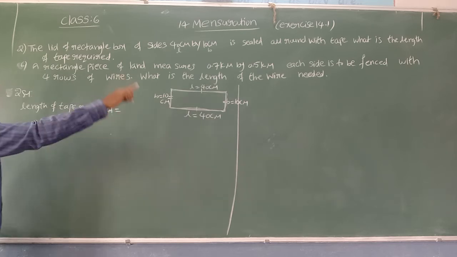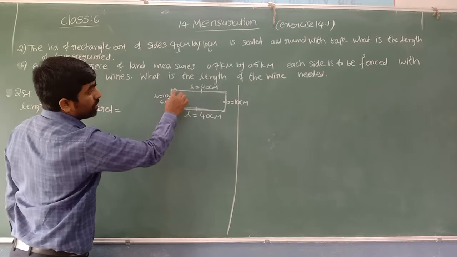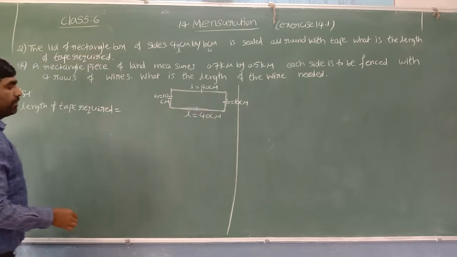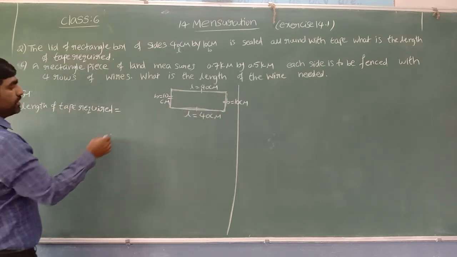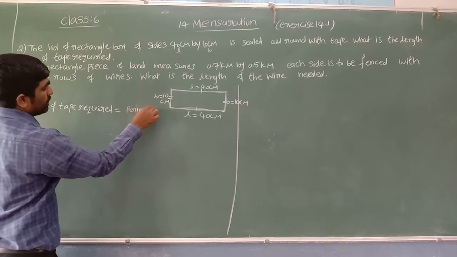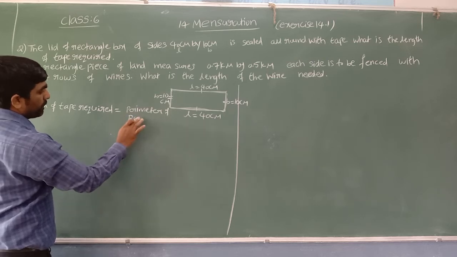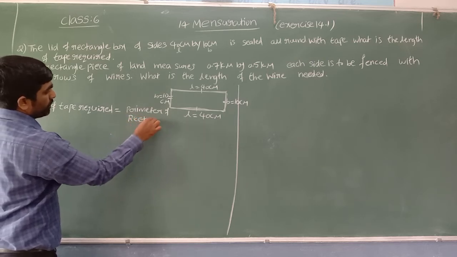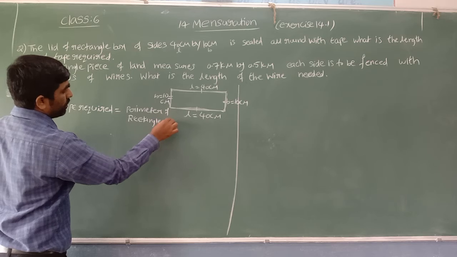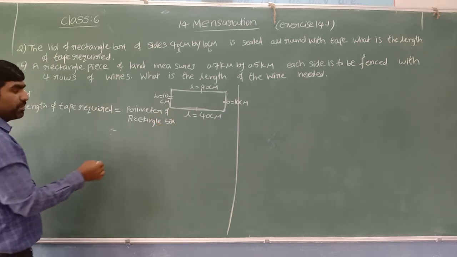Yes, they said they want to cover the box. They want to cover all around with a tape. So to know the required tape, it's enough to find the perimeter of a rectangle box. Perimeter of the rectangle box. So how can we find the perimeter? What formula is used to find the perimeter?